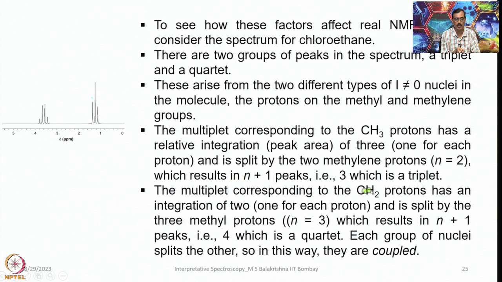The multiplet corresponding to CH2 has an integration of 2. This entire integration corresponds to 2 protons, but it is split into 4 with an intensity ratio of 1:3:3:1 because of N+1. 3 are there, 3+1, 4. So the methylene protons are split into a quartet, and the methyl protons are split into a triplet.